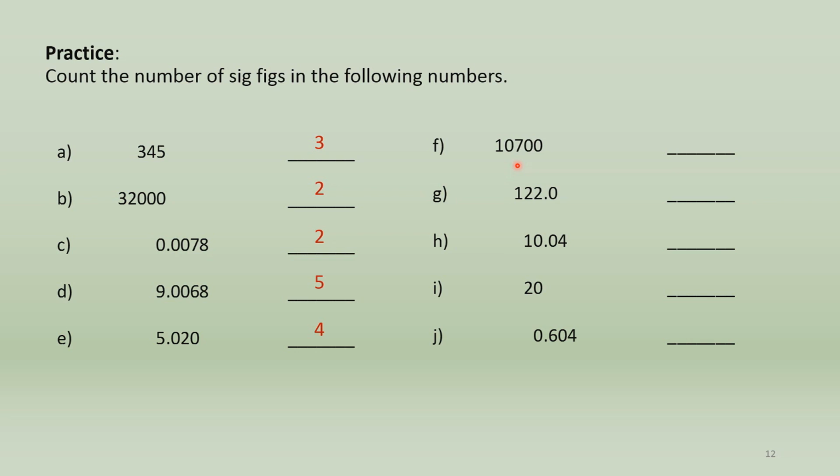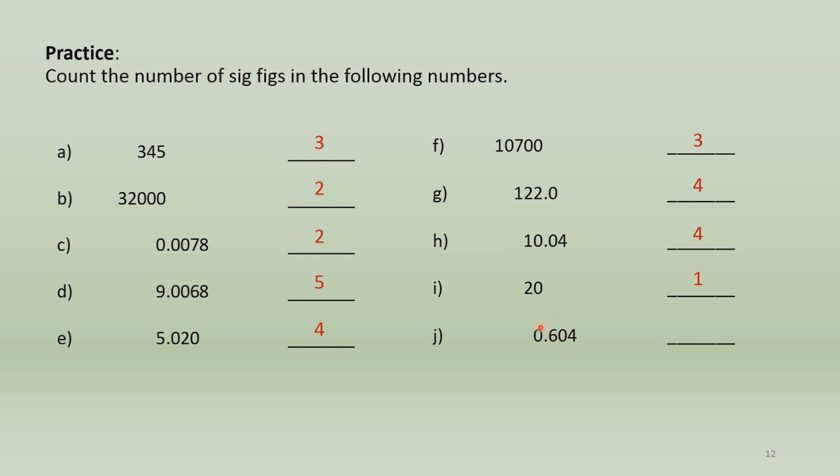10,700 has no decimal, so zeros to the right are not significant, a total of 3 sig figs. 122.0 has a decimal, so zeros to the right are significant, a total of 4 sig figs. 10.04, confined zeros are always significant, so 4 sig figs. 20 has no decimal in it, so zeros to the right are not considered significant. We would report 1 sig fig.